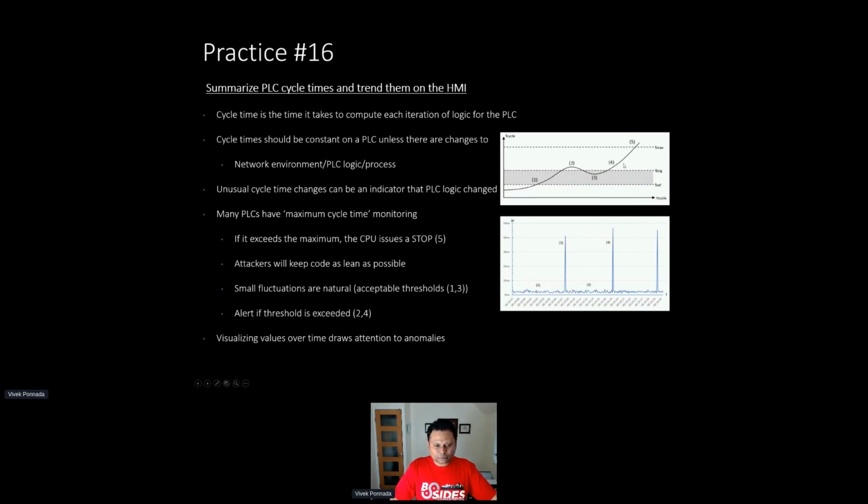So they try to keep the additional code lean so that you have some variation, but it won't reach the maximum, which is why I think this trending and logging is important. And so you can have this kind of band where it's allowed, but once it crosses a certain band, you can set an alert. We call it an alarm in our world. So you can set an alarm for the operator. And of course, if you have this on the HMI as a trend, the operator can easily see that every so often there is something going on, and they can alert the controls engineers to come investigate. So visualizing values over time draws attention to anomalies, right?